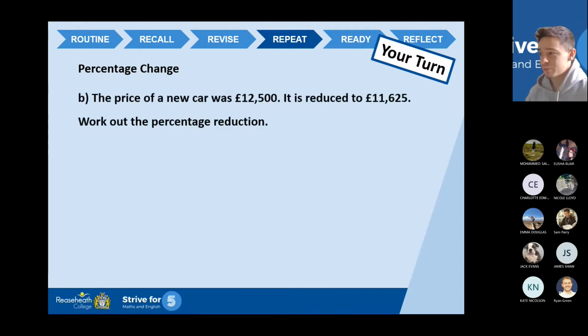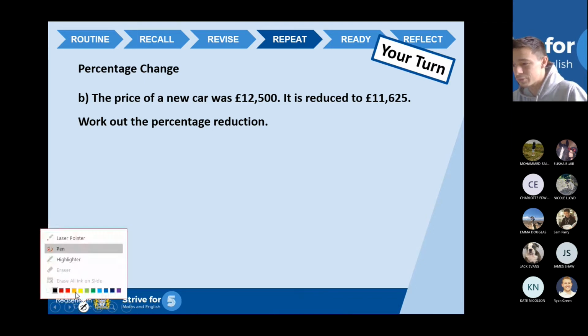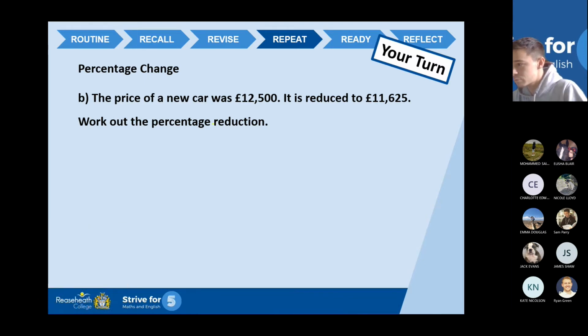Next question. Here we go. The price of a new car was £12,500. It is reduced to £11,625. Work out the percentage reduction. So once again, start by working out the difference between the two values. So we've got 12,500 and we've got £11,625. Best way to work out the difference is doing the larger number, subtract the smaller number.